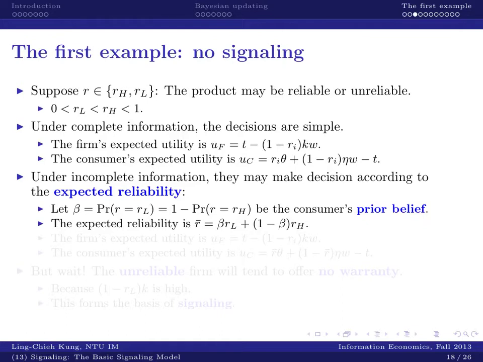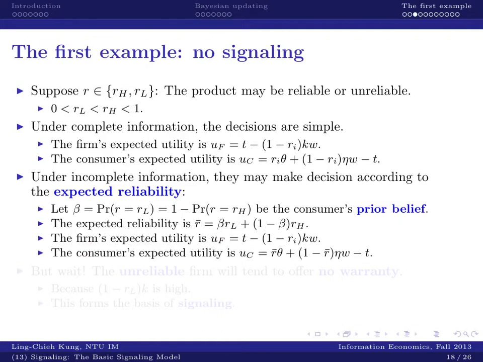Let's assume beta is the probability for R to be RL, so 1 minus beta is the probability that R is RH. With that in mind, we may define the expected reliability as R bar, which can be used by the consumer to make decisions. The firm can observe the type, so this is something for the firm's expected utility. The consumers cannot, and thus the consumer's expected utility is calculated like this.